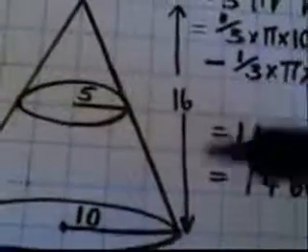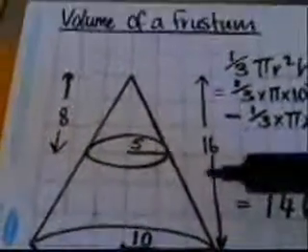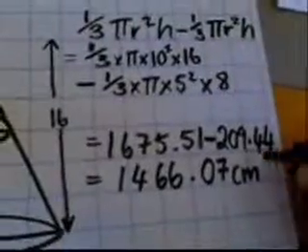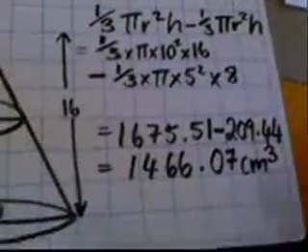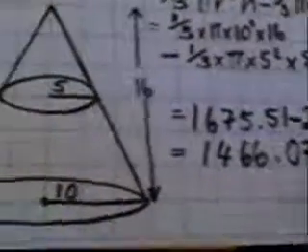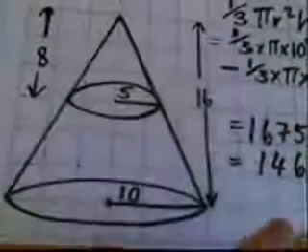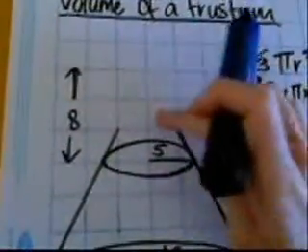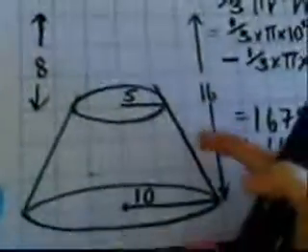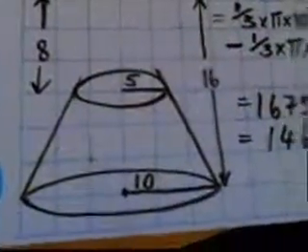Now remember, if this was in centimetres, then because it's the volume, it would be centimetres cubed. So 1466.07 centimetres cubed is the volume of the frustum, which, if I rub out these little bits, is that section of the cone.